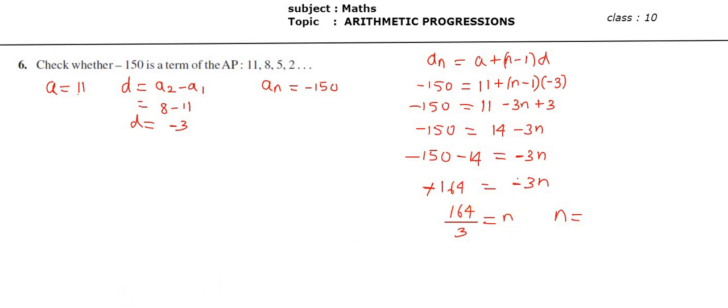If we divide 164 by 3, we get 54 2 by 3. So therefore N is not a whole number. If it is not a whole number, then minus 150 is not a term of the AP. Therefore it is not a term of the AP. Okay, I hope all of you understood. Yes, we will move to the next problem.